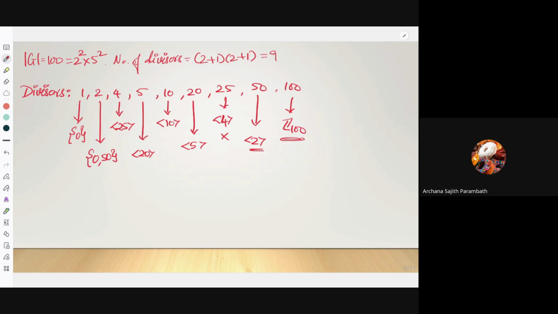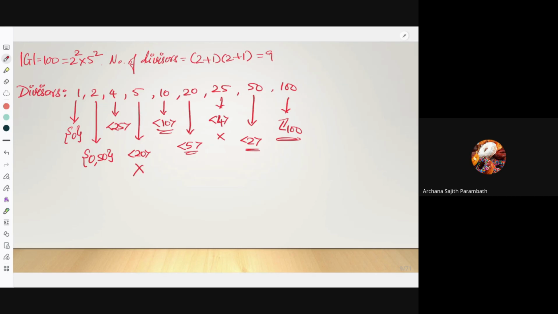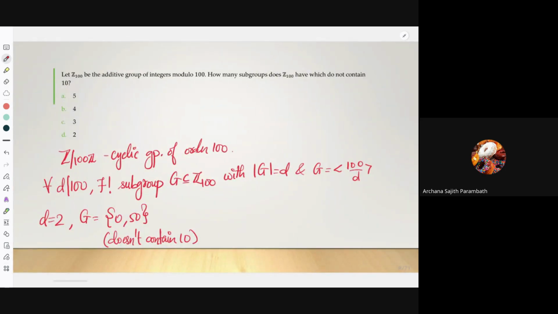So similarly, if you look, the subgroup generated by 5 will contain 10, the one generated by 10 will contain 10, the subgroup generated by 20 won't contain it, the subgroup generated by 25 won't contain it, the subgroup of order 2 doesn't contain it because it is 0, 50. And the subgroup of order 1 is the trivial subgroup, which doesn't contain 10. So the number of subgroups which don't contain 10 is 1, 2, 3, 4, 5. So how many subgroups do not contain 10? The answer is 5.